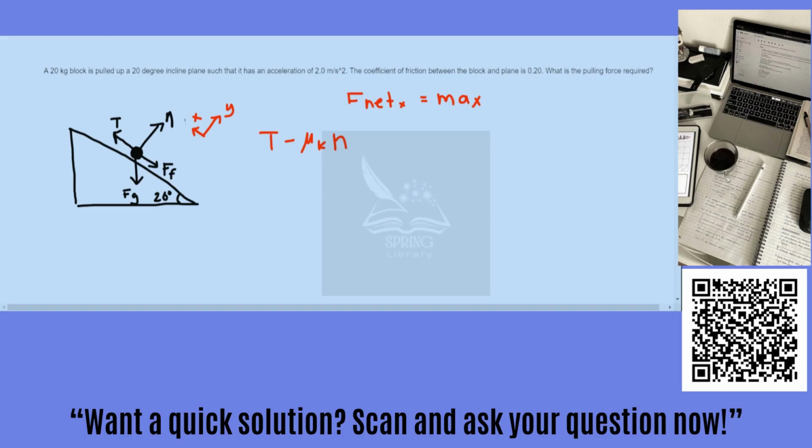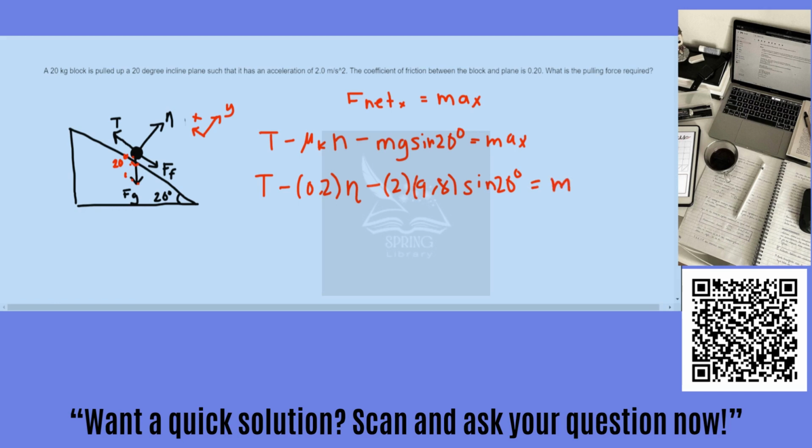Okay, and then I've also got a component of the gravity force. That's going to be mg sine 20. And the reason that it's sine, you can take a look at the components here. This angle here at the top is always going to be the same as the inclined plane. Okay, so we've got our first equation, and that actually matches the equation that's given in the problem if we go ahead and sub all the numbers in that we are given. So the only two unknowns here are the normal force and that pulling force that we're asked to find.